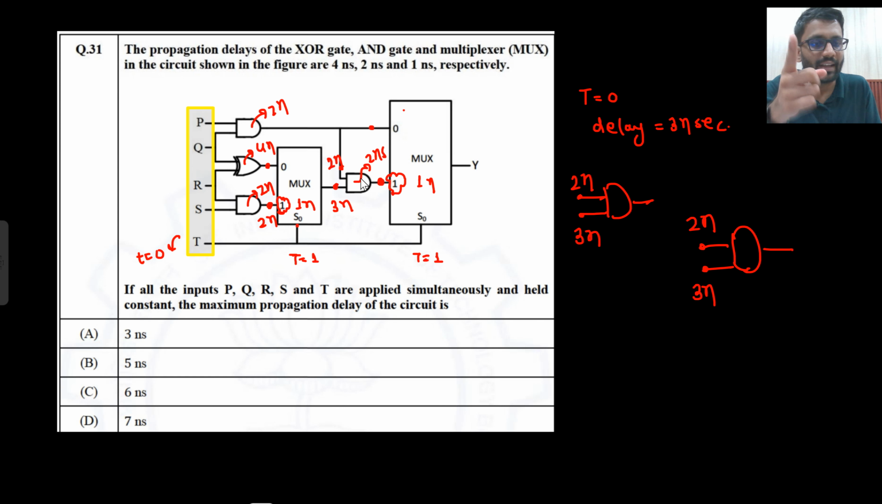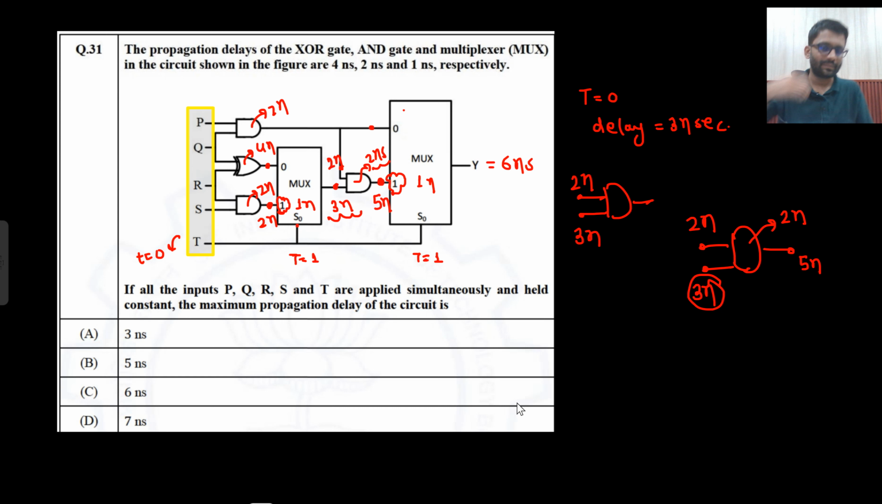So this AND gate has the capability of giving output after 3 nanosecond, but it will take 2 more nanosecond. So this has also had the delay of 2 nanosecond. So after 3 nanosecond this input is stable, plus 2 more nanoseconds. So this output will be stable at 5 nanosecond. Now at 5 nanosecond, this MUX has the capability of giving the output. So how much time it will take? 1 nanosecond more it will take. So output will be stable at 6 nanosecond.